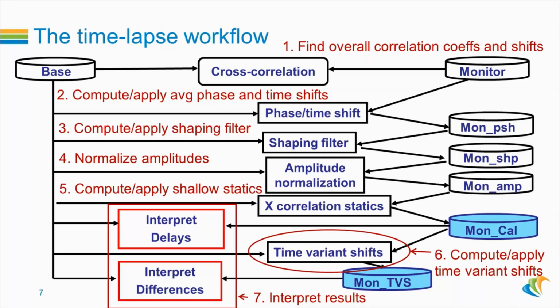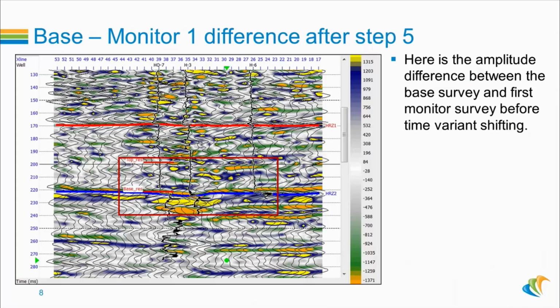And of course, the delays and the amplitude differences are telling you the same information, but they can be interpreted differently. Time delays, of course, indicate velocity differences. Amplitude differences also indicate velocities, but they can indicate impedance differences and so on. Today, I'm going to focus on step 6 and how to enhance it.